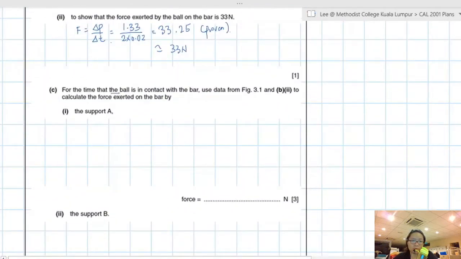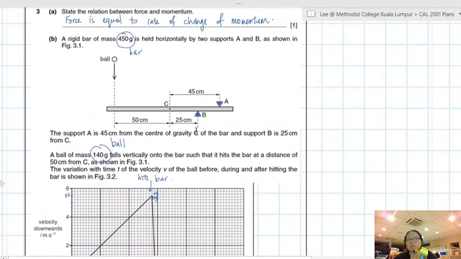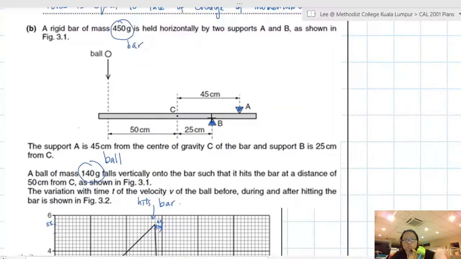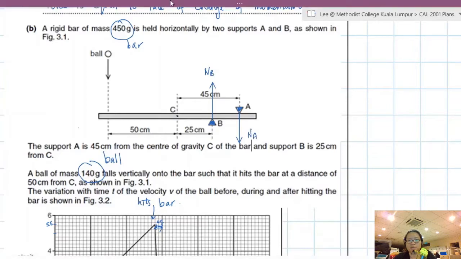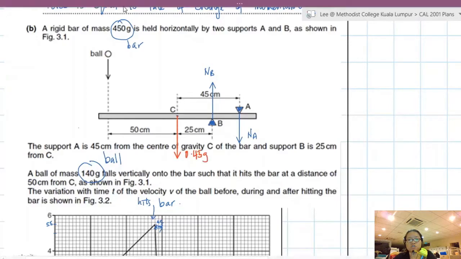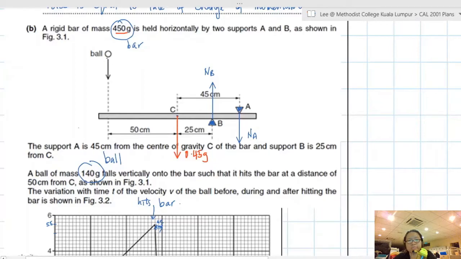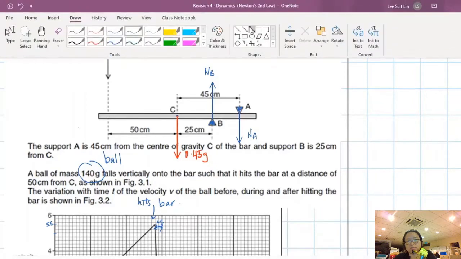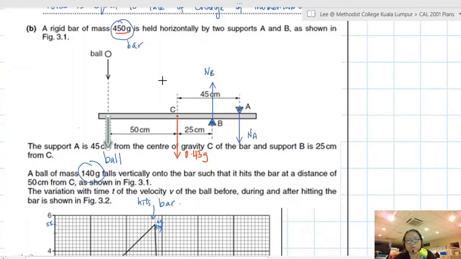Okay, these are contact forces when the ball is in contact. So when the ball is pressing down on the plank, you have a normal force. Normal force is always pointed away from the contact point. So this will be NB and this will be NA, pointed away from the contact point. Of course, you have the weight as well. The weight of the bar, 450 gram or 0.45 kg, times g, 9.81. Not the same g. If you are confused, then you write 0.45 times 9.81.